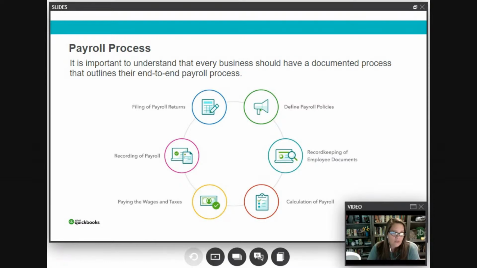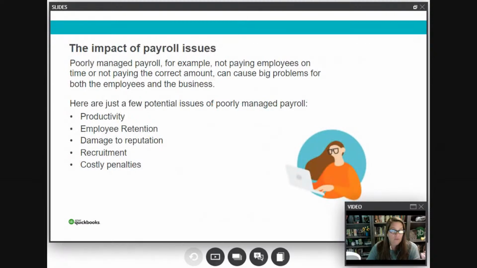So hitting due dates is really important. And then you're going to have to either physically or digitally distribute pay stubs and other relevant documentation to those employees. So that's the process, right? So define the policies, figure out how you're going to do the payroll, calculate the payroll, pay out the payroll, and then make sure that you're compliant in filing all of the liabilities, as well as filing the returns, as well as paying the liabilities.